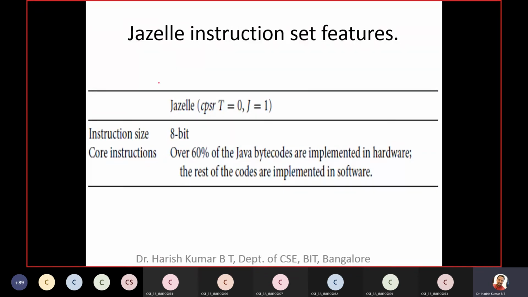Now the Jazelle state instruction features. This is well known. To make it operate in the Jazelle state, you have to make the T bit 0 and the J bit 1, and the size of the instruction is 8-bit, and the core instruction.